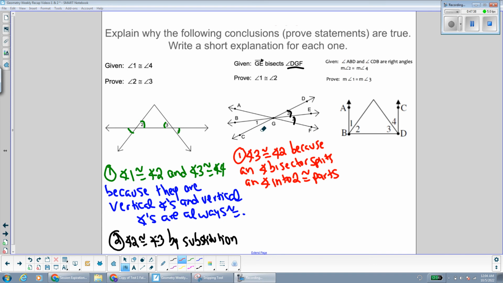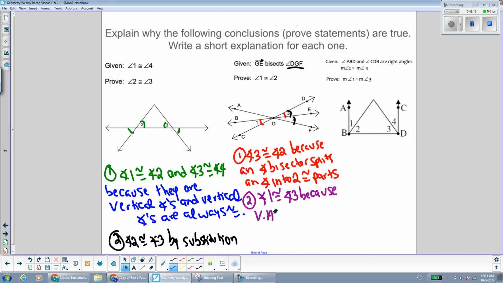Well, I see that we have intersecting lines, and when we have intersecting lines, the non-adjacent angles that are opposite or across from each other are vertical angles, which are always congruent. So I see that angle 1 is a vertical angle with angle 3, so they're congruent to each other. Let me write that down. Angle 1 is congruent to angle 3 because intersecting lines form vertical angles.